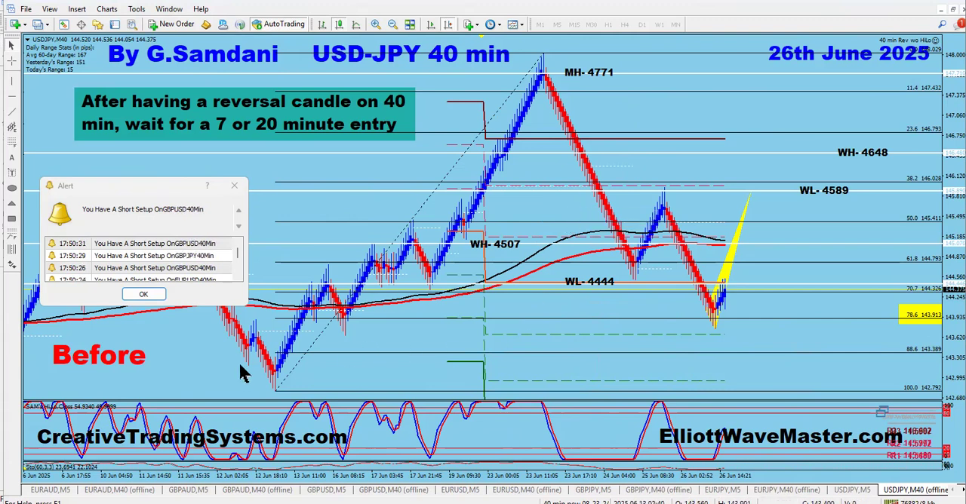Right. So let me just go and take care of these. What the heck is happening here? But yeah, I'm going to be looking for a short here. Pound Yen, Pound USD, Euro USD, they're all giving me a short setup right now.